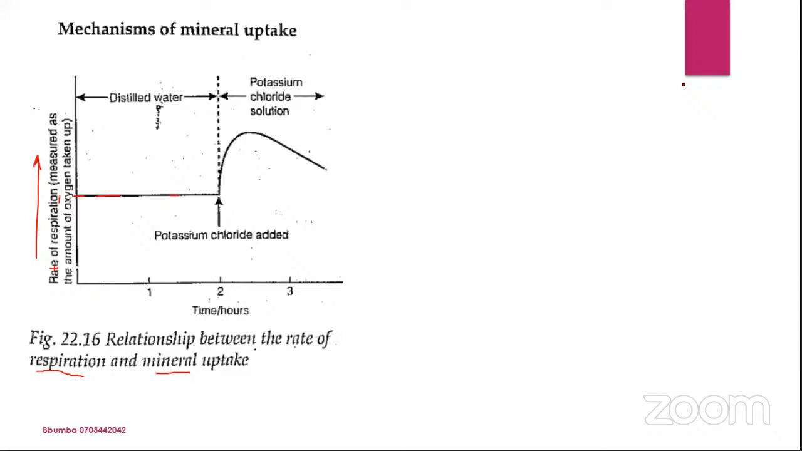Yes, Arthur? Teacher, what I think is that when potassium chloride was added, the concentration gradient also increased. So it enabled the water to diffuse in from outside, no? Because potassium chloride was added outside. So the concentration gradient increased, increasing the rate of respiration. Okay. Thank you, Arthur, for that.